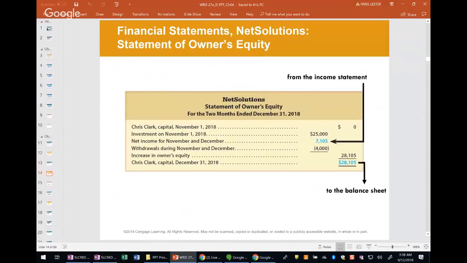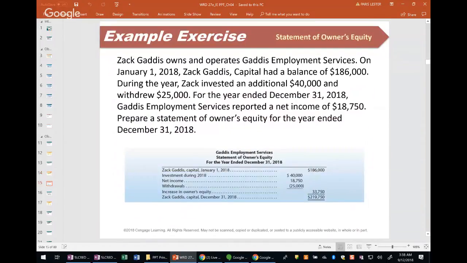And here's a picture of it. Beginning capital or additional investment. In some cases, you had no beginning capital and you had to invest. You add net income, subtract drawing, and capital increased to $28,105. Another owner's equity.